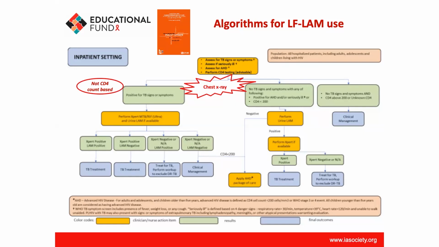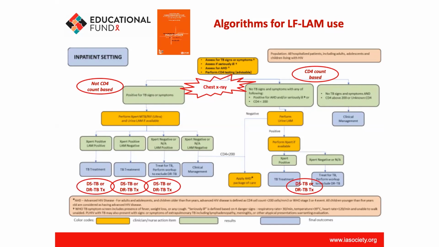On the left side of the chart there, if a patient is positive for TB signs or symptoms, your decision as to whether or not to do LAM is not CD4 cell count based, as Terry said. And optimally, Xpert Ultra and urine LAM should be performed. On the other side, and we'll go through that next, you do have to make some decisions based on the CD4 cell count of the patient if they are asymptomatic or have a high CD4 cell count.